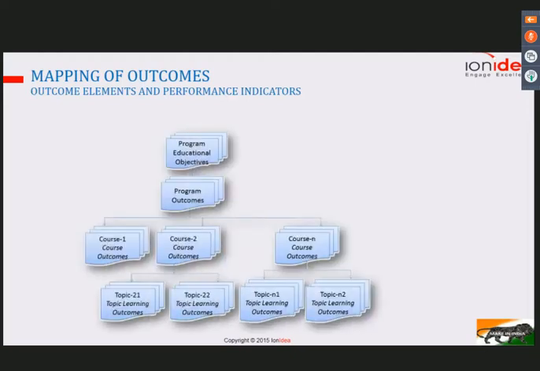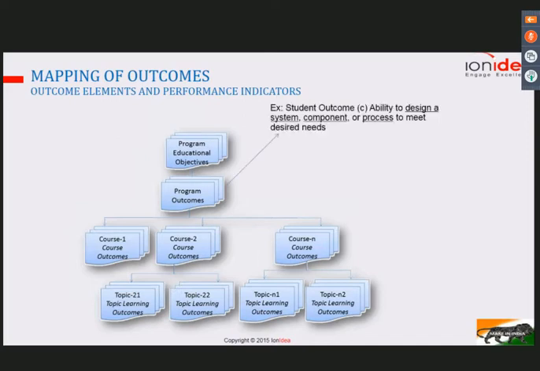So how do we do the mapping? As I said, you can see the program educational objectives, and then we have program outcomes, whereas to achieve these program outcomes, we have a number of courses, and each course has course outcomes. Further, every course has topics, which have topic learning outcomes. So this is how the mapping part goes on.